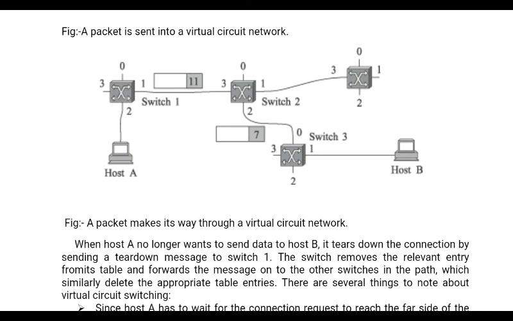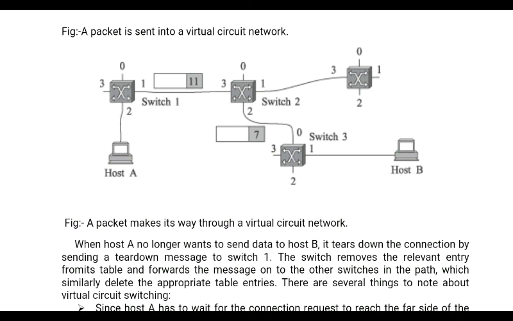When the communication is over, host A is going to send the tear down connection. When the switch receives the tear down message from host A, it is going to delete any entry of this particular connection: the incoming interface 2, incoming VCI 5, outgoing interface 1, outgoing VCI 11, all this. Is it clear? So the entry that was made in the table is going to be deleted and that message will be sent to switch 2.